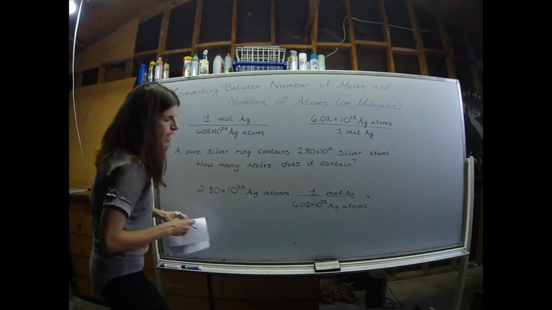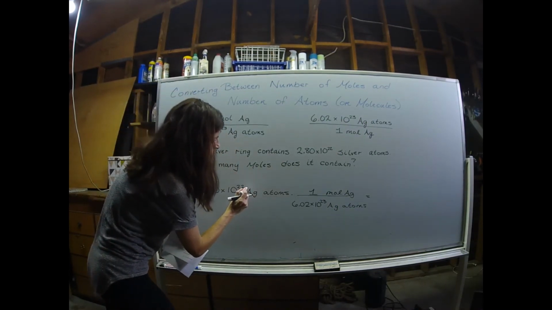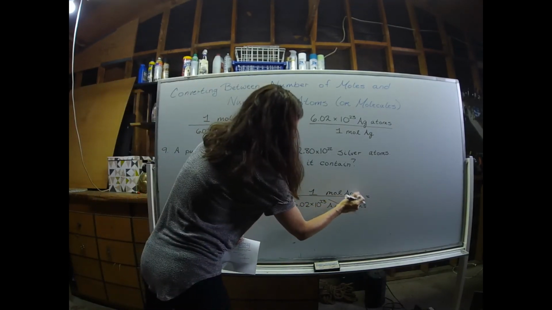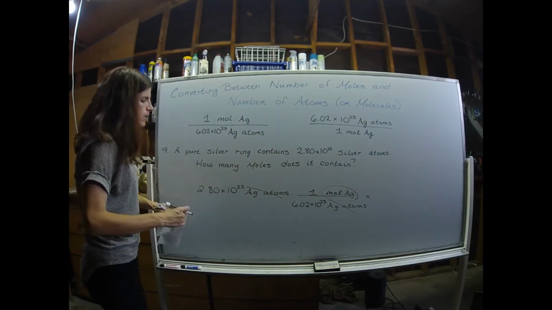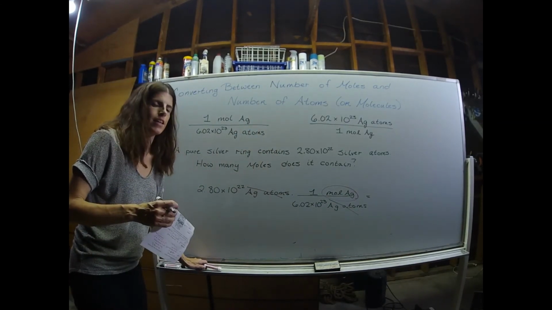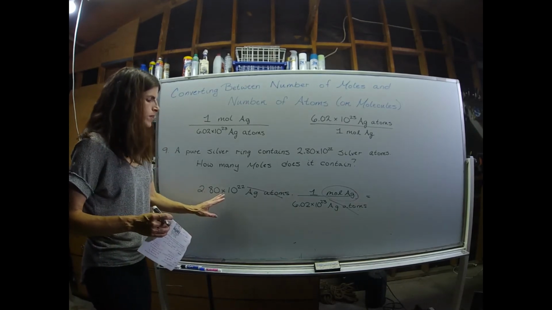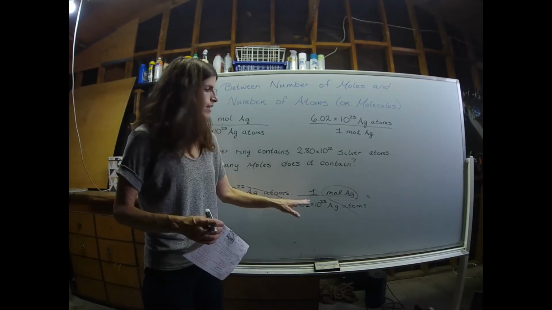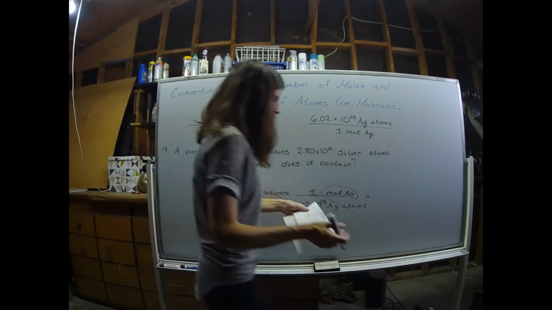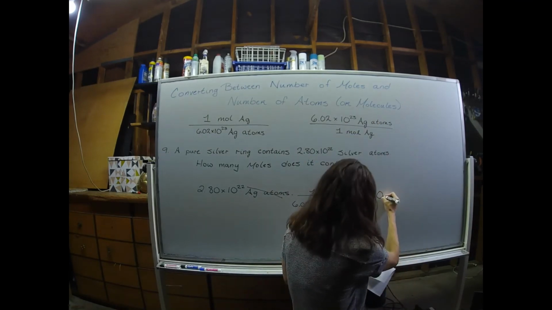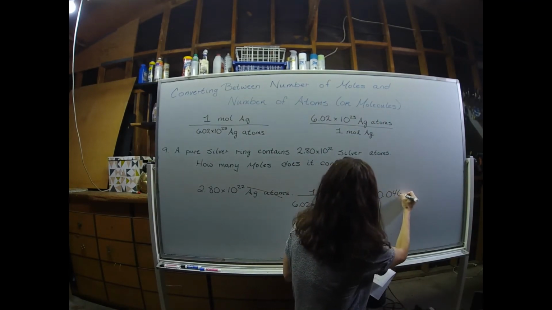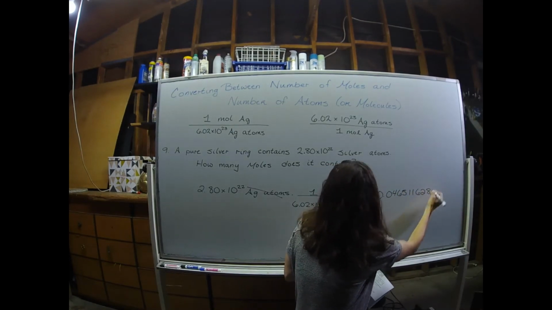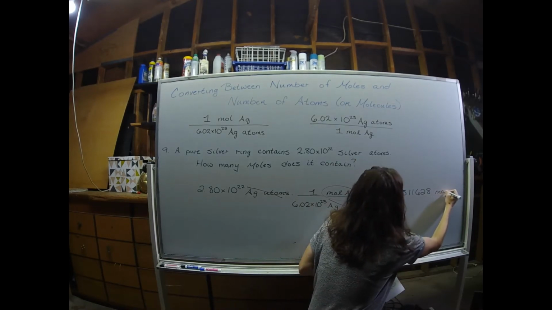Just like with our dimensional analysis, we can see how things are canceling. So silver atoms will cancel with silver atoms, and we're left with moles of silver. In your calculator, make sure you're using that E key. So 2.80 E22 divided by 6.02 E23. And I got 0.046511628, and that has units of moles of silver.